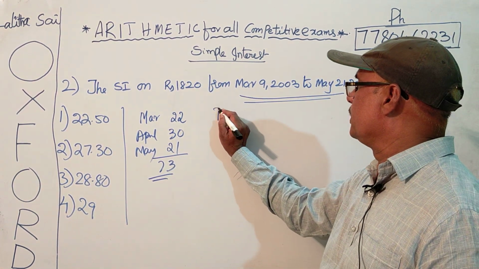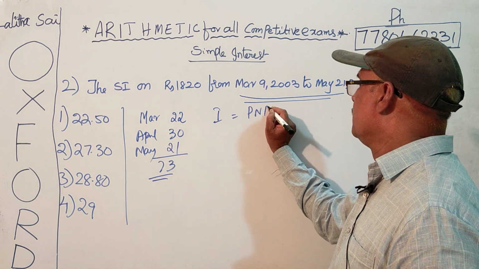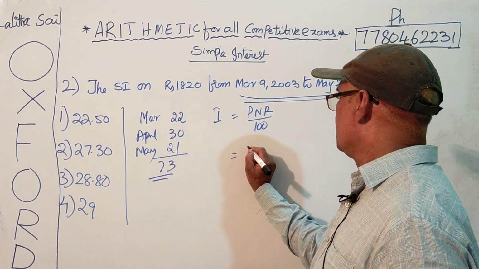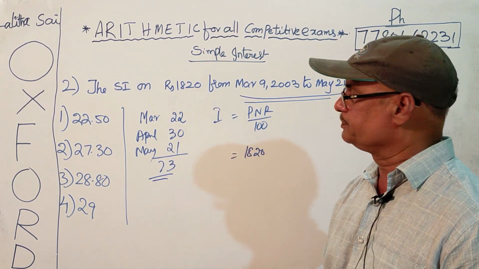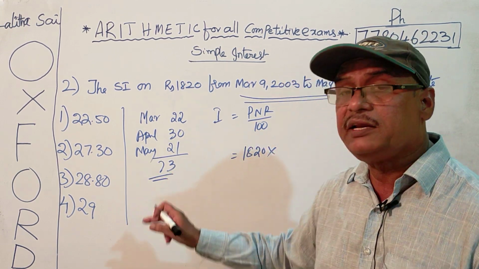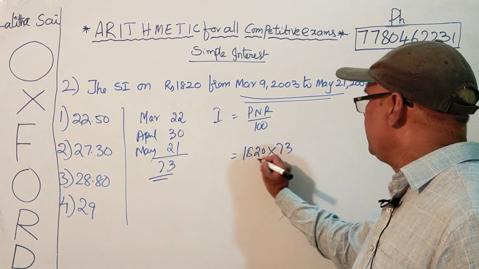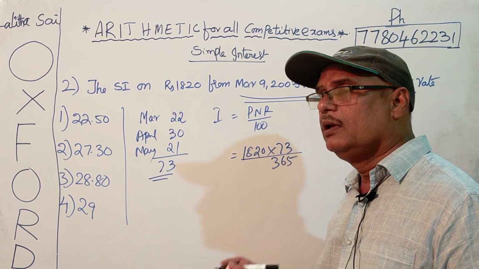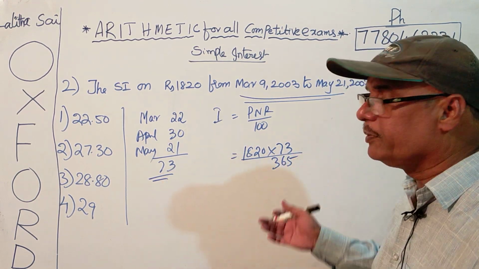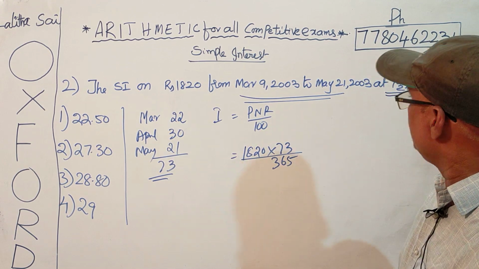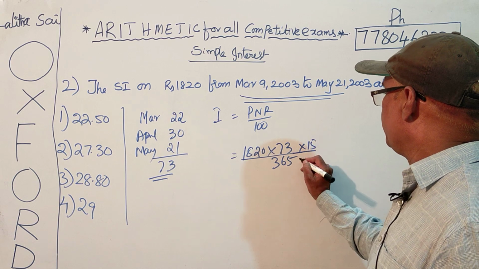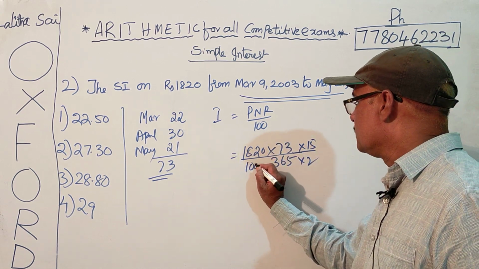Now the formula for interest is PNR by 100. What is P here? P is 1820. N is 73 days, that means 73 divided by 365, converted into years since it is in days. To convert into years, divide by 365. Then R is 7.5, that means 15 by 2, into 15 by 2. Again 100 is there. Take that 100 also.